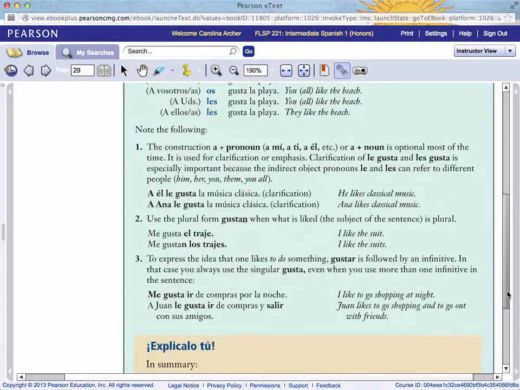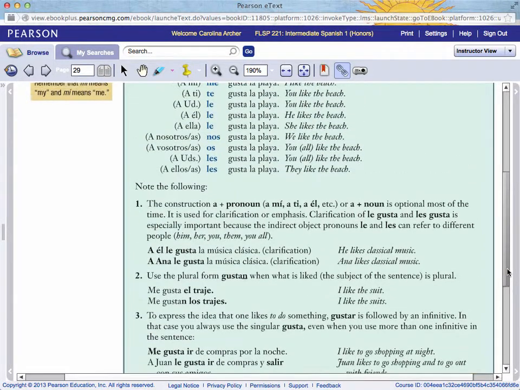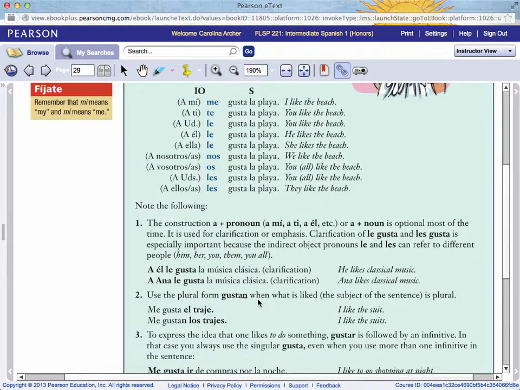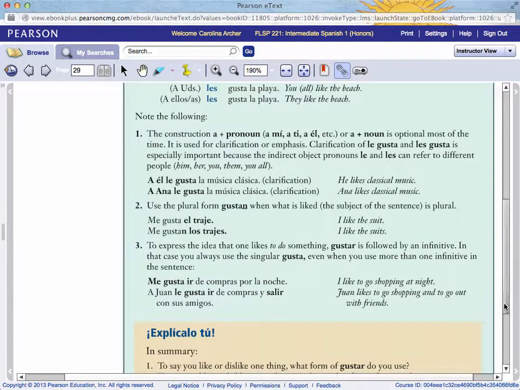Muy bien. Now, we use the plural gustan when whatever is liked is plural. If instead of la playa, you say, for example, me gusta el traje, it's one suit. But if you say, I like the suits, you're going to say, me gustan los trajes. Because remember that whatever is liked is the subject. So the verb has to agree with the subject, okay? Me gustan los trajes.